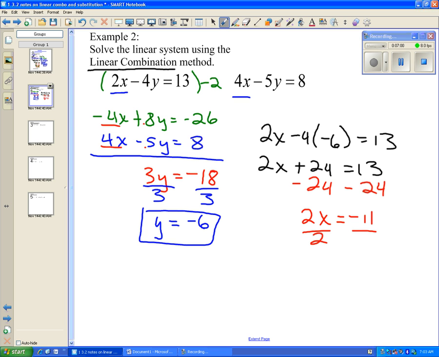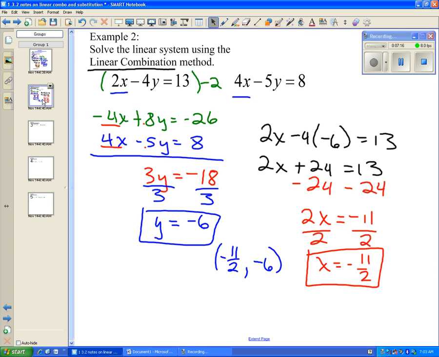Divide both sides by 2, and I get x to be negative 11 halves. There's the second part of my solution. So if I write it as a coordinate, my final answer is negative 11 halves, comma, negative 6. Again, I want to check my solution.